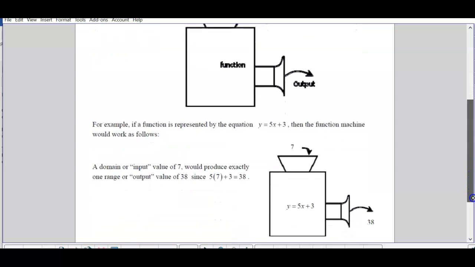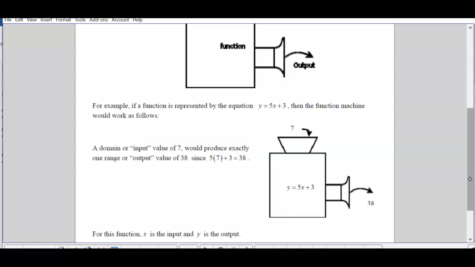So, for example, if a function is represented by the equation y equals 5x plus 3, then the function machine would work as follows. The machine is giving you your y value. You're putting in the 7. You may have talked about this in junior high, in terms of equations, talking about a machine. So you put in 7, you can see it over here, it's substituted in, and then you evaluate that. And so what comes out is the 38.